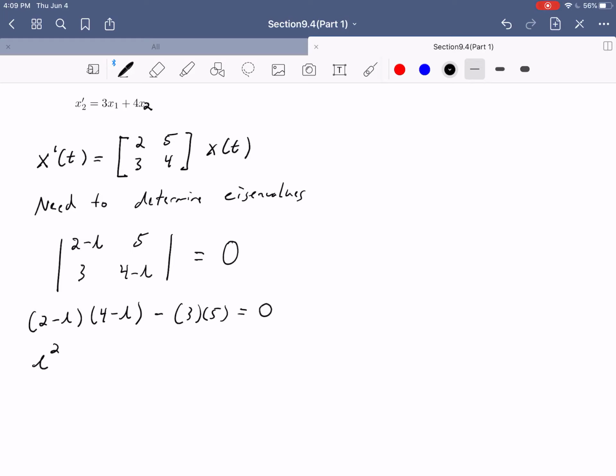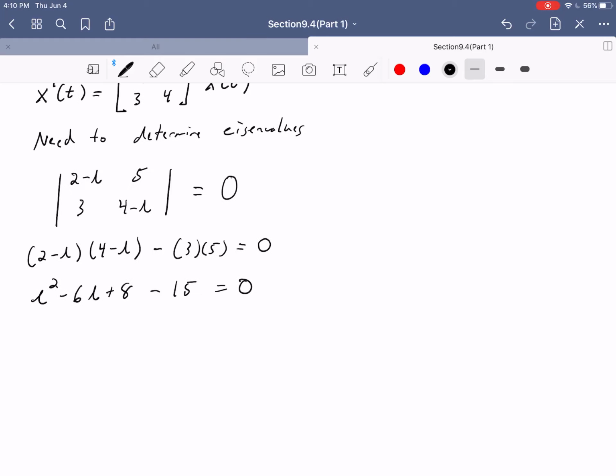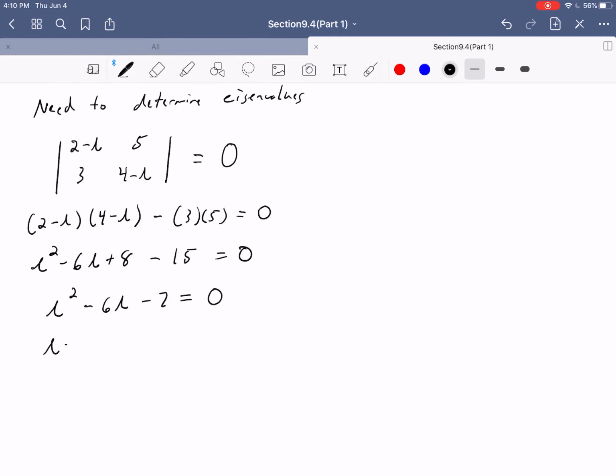So it looks like we get lambda squared minus 6 lambda plus 8 minus 15 is equal to 0. So it looks like we get lambda squared minus 6 lambda minus 7 equals 0. And we could factor that. That looks like lambda minus 7, lambda plus 1 equals 0. So we get lambda equals 7, lambda equals minus 1, and both of these are multiplicity 1 here.